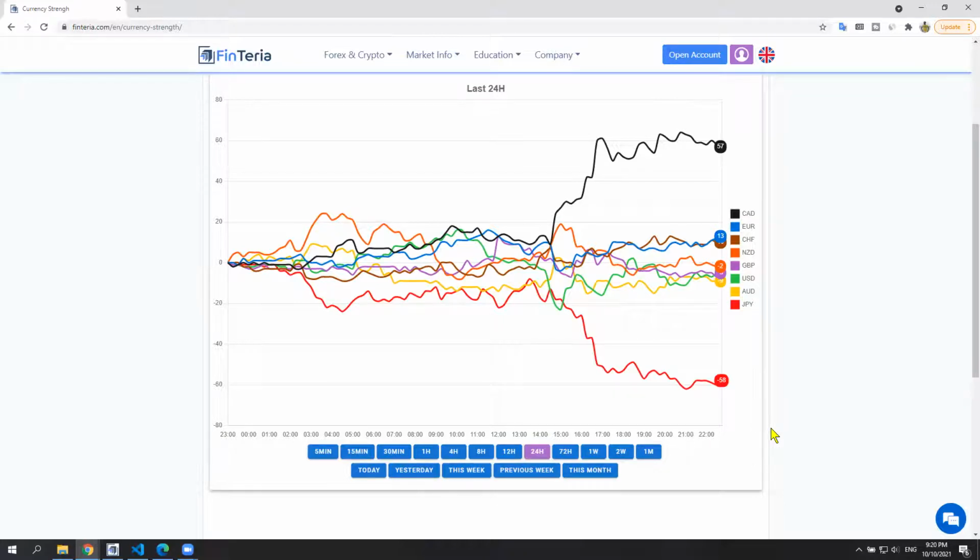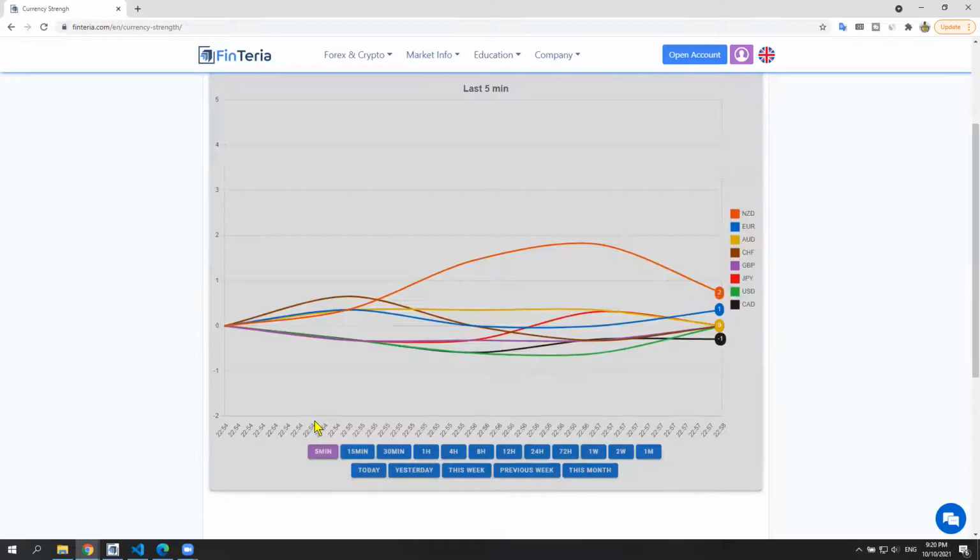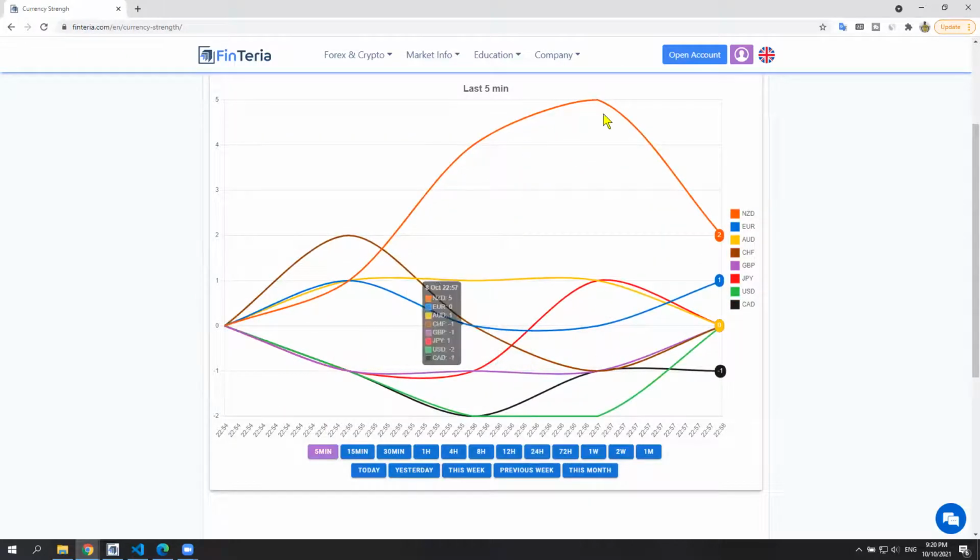So for example, you can start analyzing by 5 minutes. And for every currency, you will have one line on the chart. The sorting will be shown in the legend on the right-hand side. Here you can see that the New Zealand dollar is on the top. So that's why the line is shown in orange color. It's also on the top. So the second currency is euro in blue color.